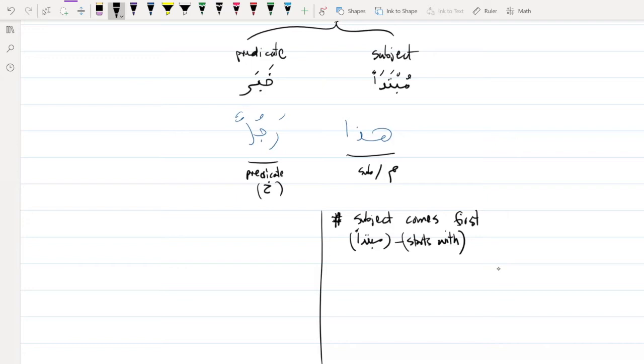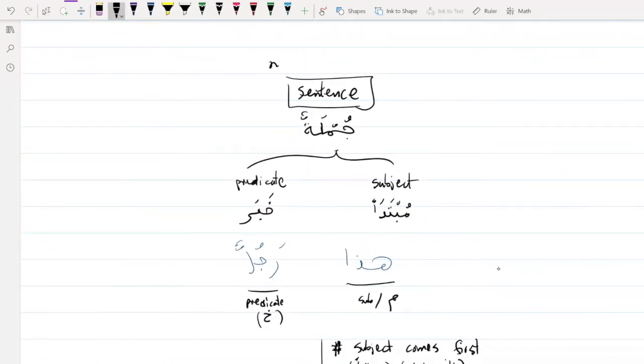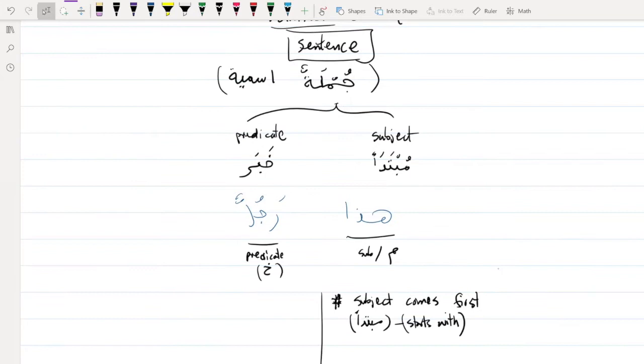So the question is, isn't the predicate fa'il? Oh, no. When you say fa'il, maybe I should clarify something. We're talking about the nominative sentence. When you talk about jumlatul ismiya, the nominative sentence, the fi'l, fa'il, and maf'ul bihi don't exist. Those are all part of the verbal sentence. In the nominative sentence, these are the terms you have to know: the mubtada and khabar. That's it. There's nothing else you have to know about this kind of sentence.